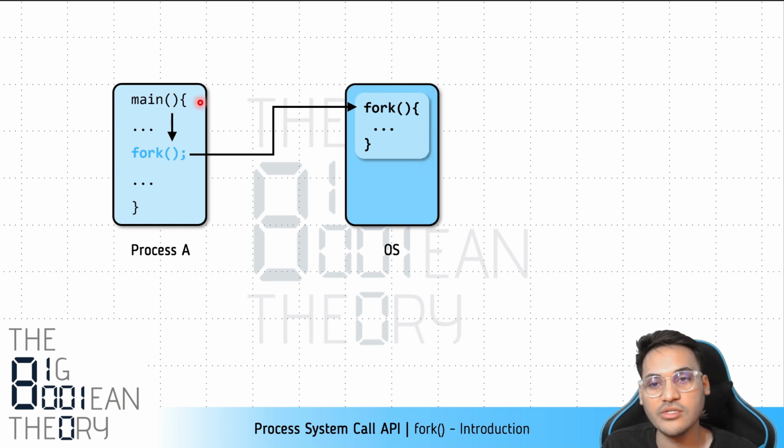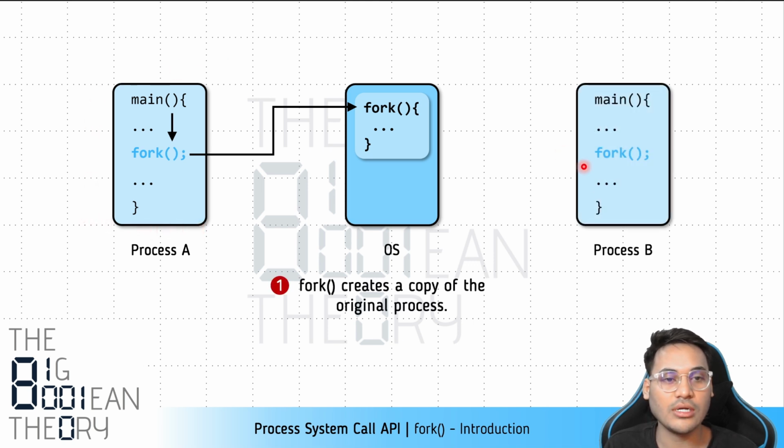So now this process A has invoked this fork system call, and the control has been transferred to the appropriate routine. So now what does the fork system call do? As we discussed, it creates a new process by duplicating the process which has invoked the system call. So the new process will be a duplicate of process A, right? So this is how it looks like.